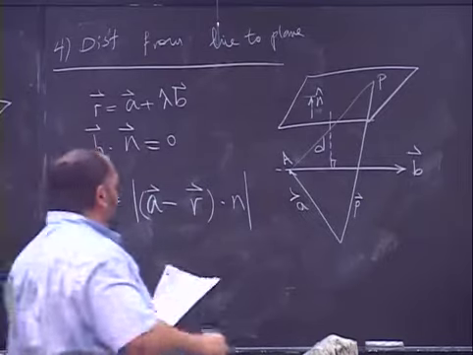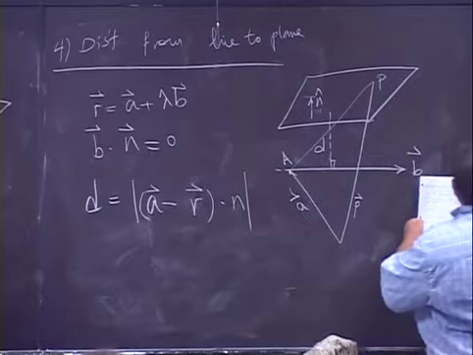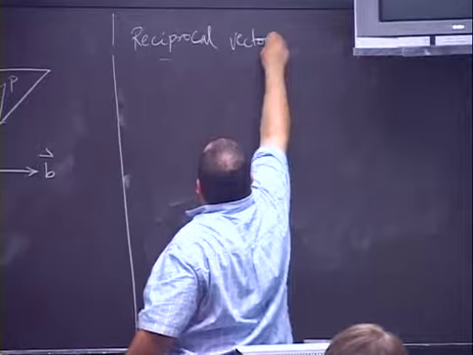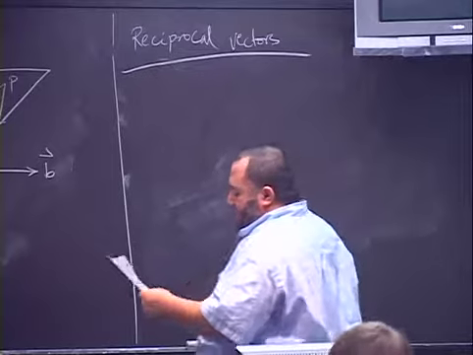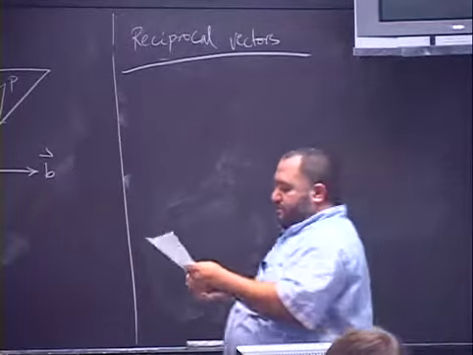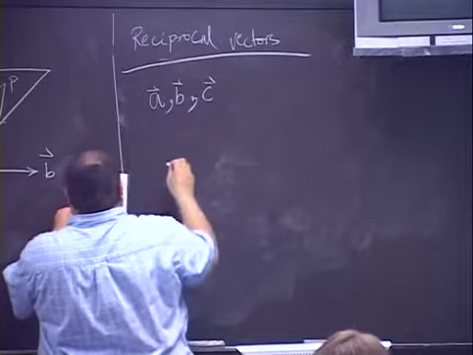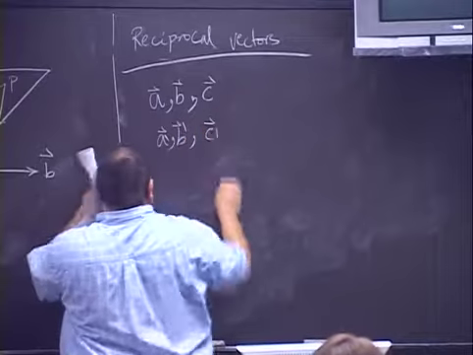So we will conclude with reciprocal vectors. If we have two sets of vectors, those two sets of vectors are called reciprocal. They are the inverse of each other. So reciprocal vectors, if we have A, B, and C, and we have A prime, B prime, and C prime, two sets of vectors.